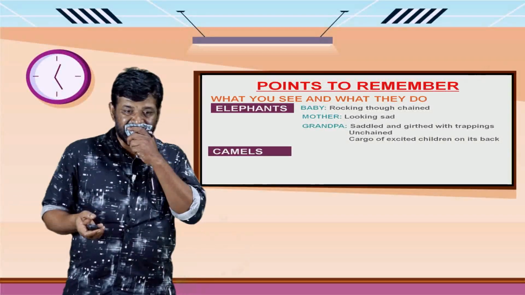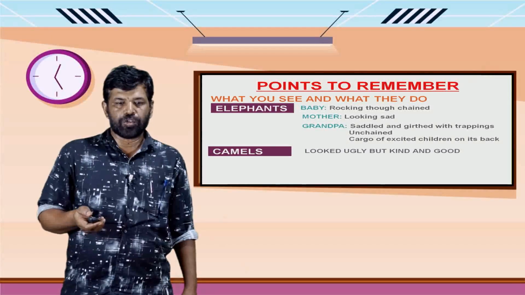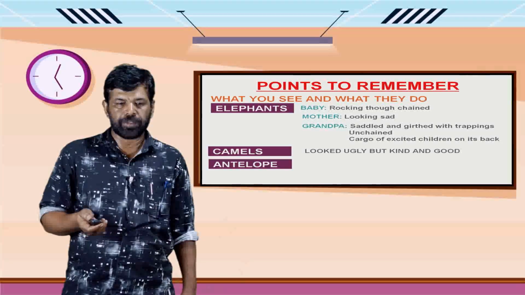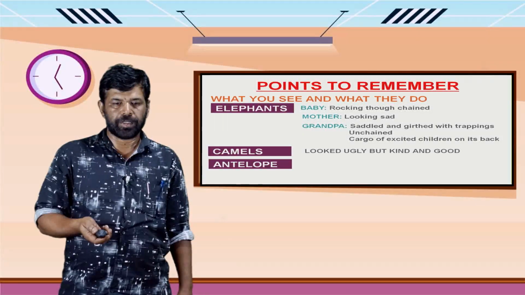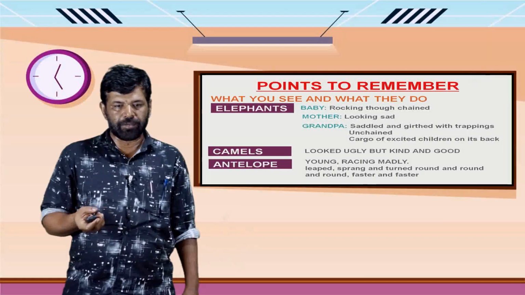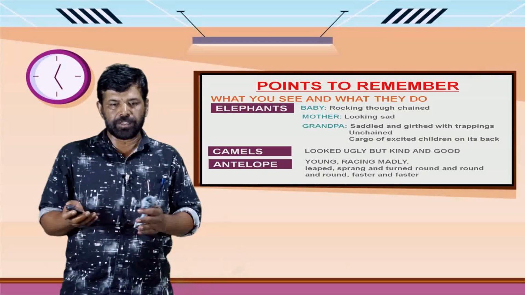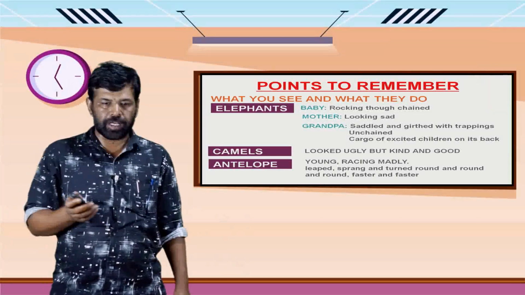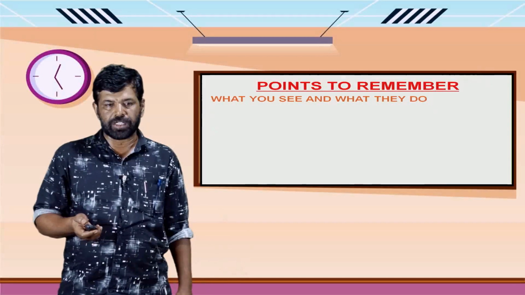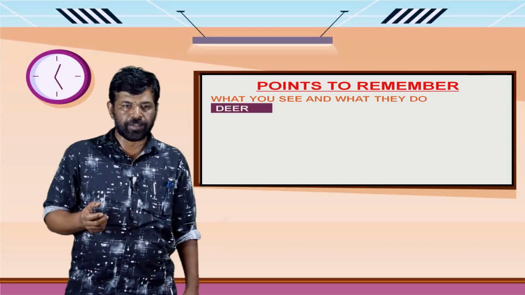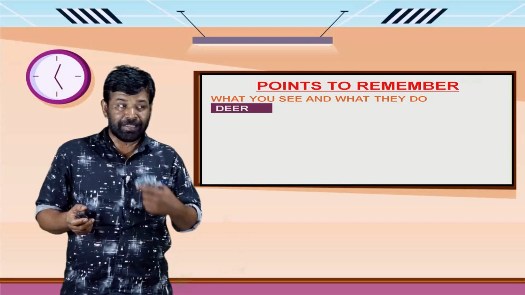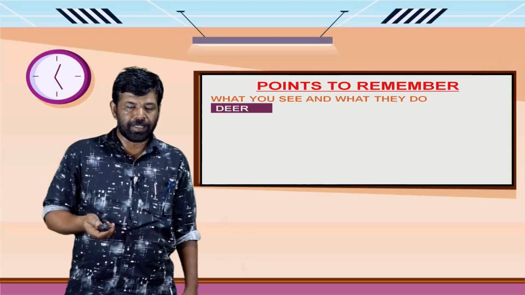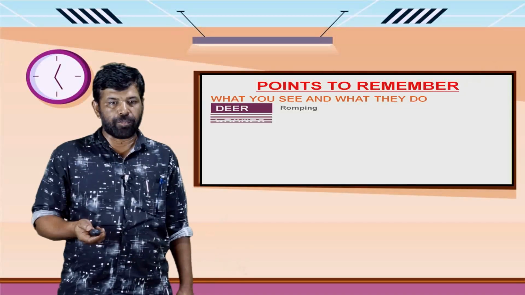Next up, camel. So they looked very ugly, but were kind enough and good. And comes antelope. So they were young, racing madly. They leaped, springing here and there, turned around and round and round. They were making all that, and they were running very fast. There comes a deer, and so they were romping here and there.